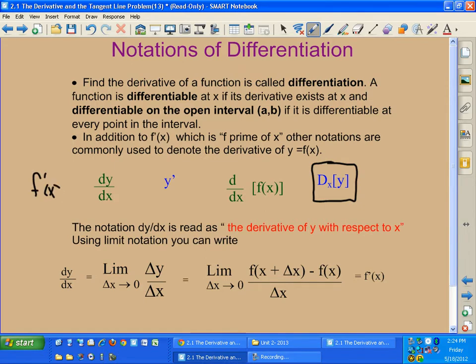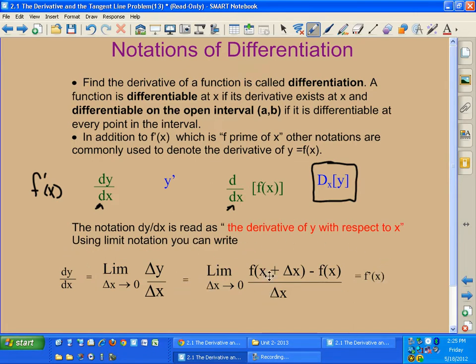All of these are saying the exact same thing. They're saying take the derivative of y with respect to x. That's what this says, that's what this says, that's what all of these say. We're taking the derivative of the function with respect to x, and we know that's with respect to x because it's on the bottom of the function in this case. But all of it means this down here, the limit process. And like I said, we will practice this in class.